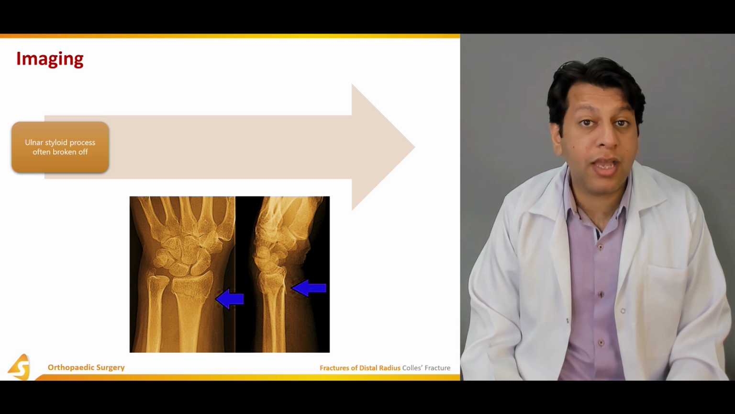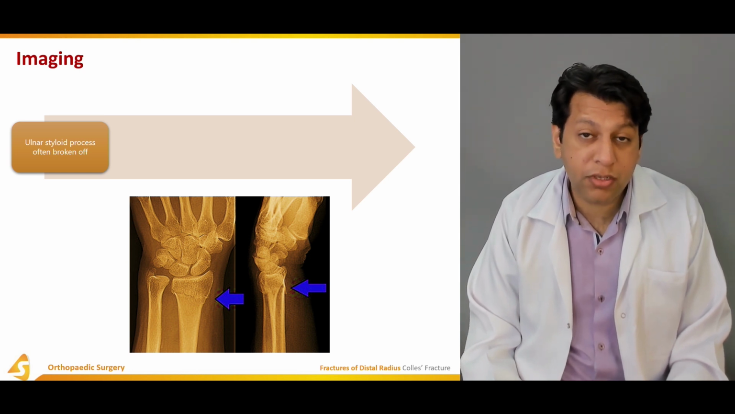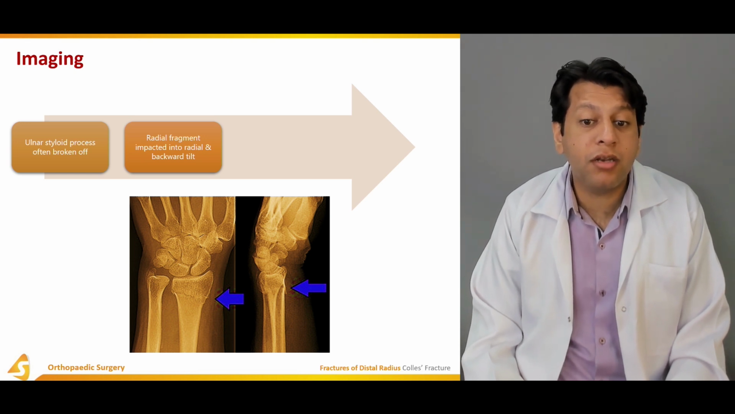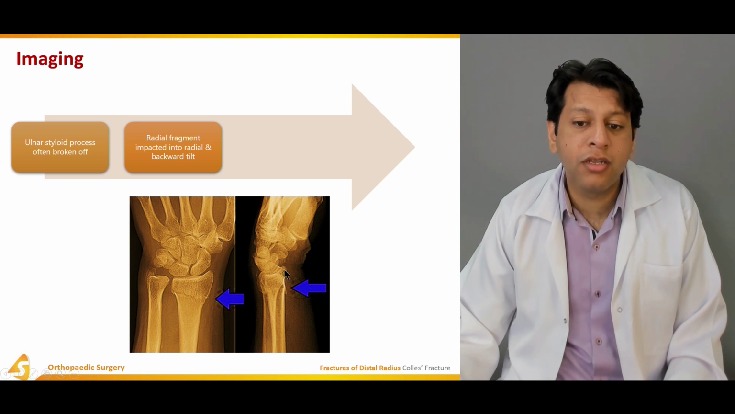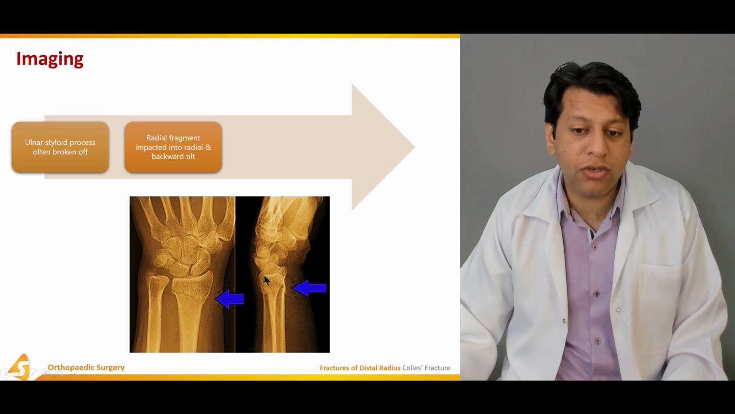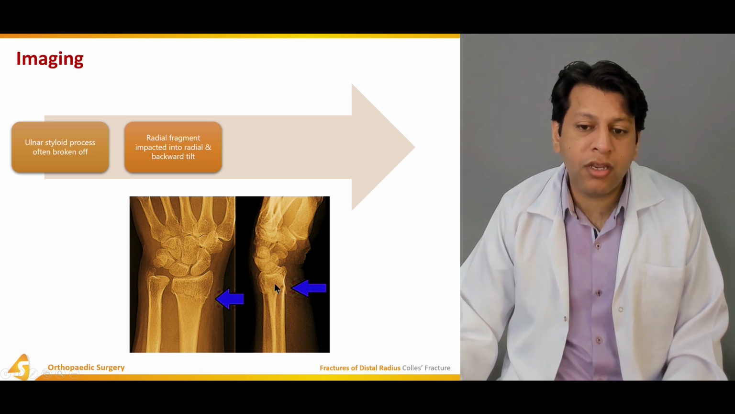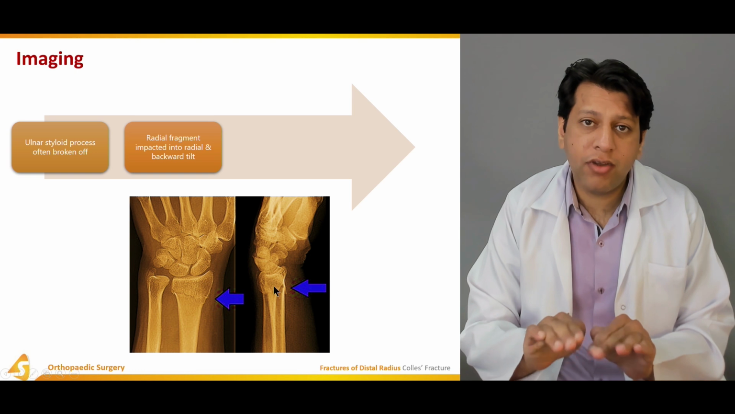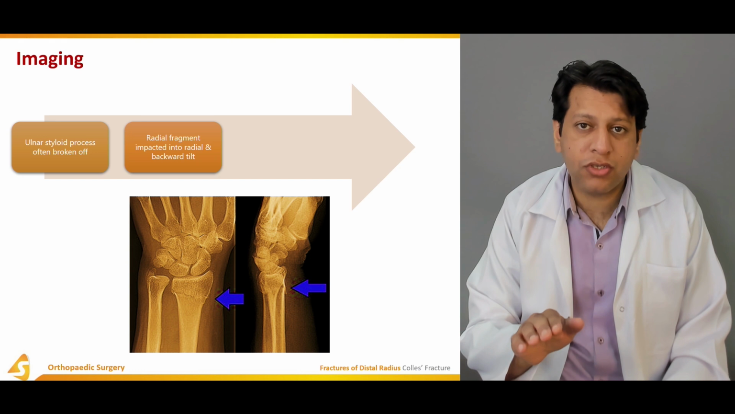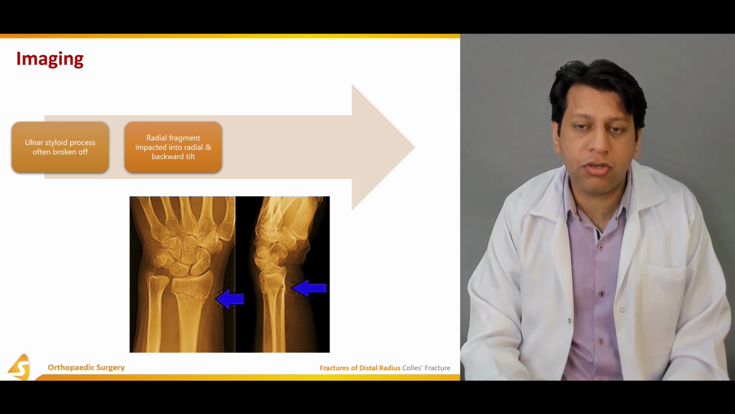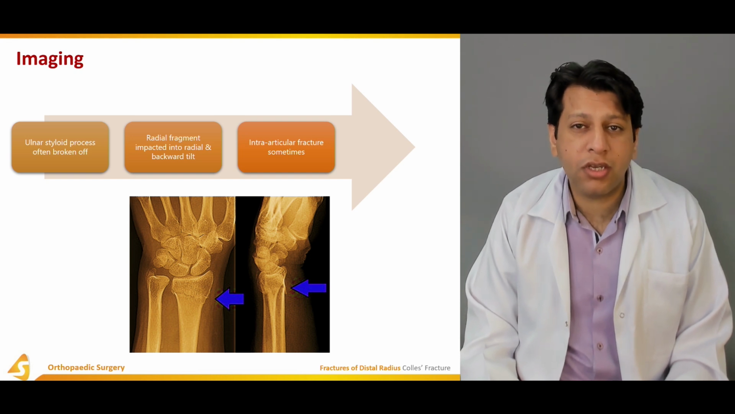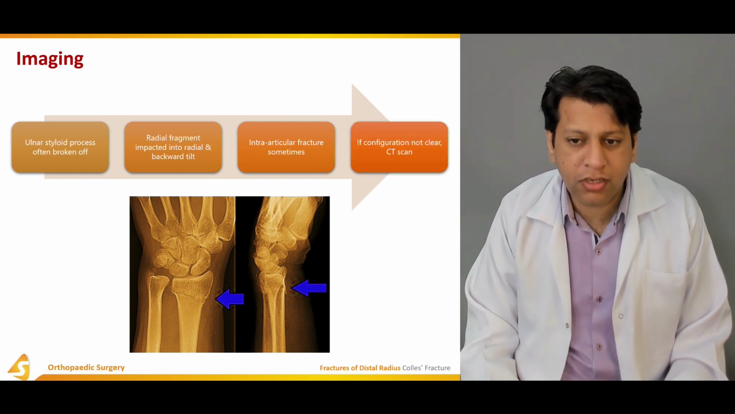Ulnar styloid process, as I told you, is often broken and has to be remembered as well. The radial fragment is sometimes impacted, with a backward tilt. If you see over here, the normal anatomy of the distal radius is such that instead of going dorsally, it goes into an 11 degree volar tilt. So there is normally 11 degrees of volar tilt of the distal radius, but instead of this normal tilt, the distal fragment is actually dorsally tilted. There may be intra-articular fractures, although Colles is rarely intra-articular, most of the time it is extra-articular.